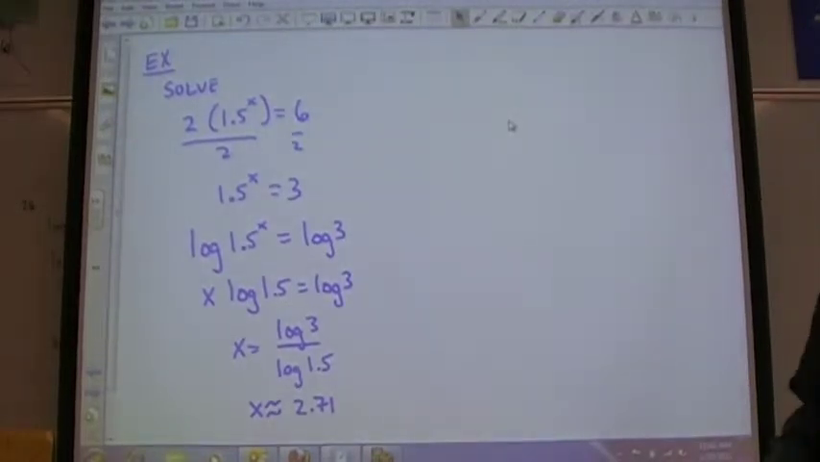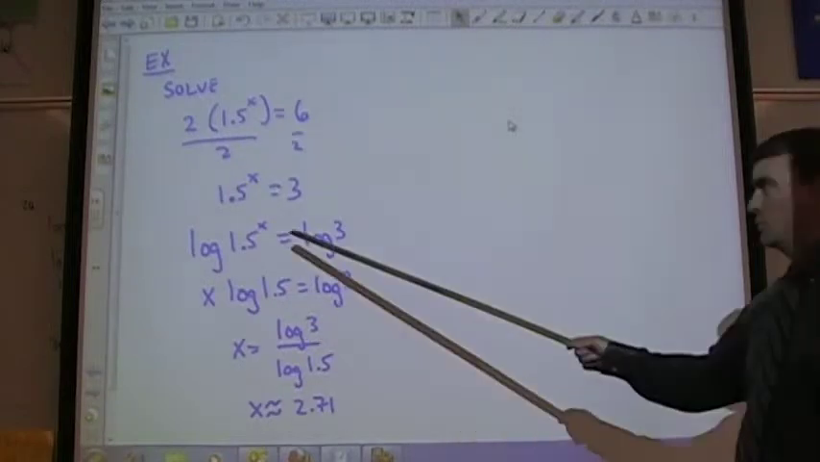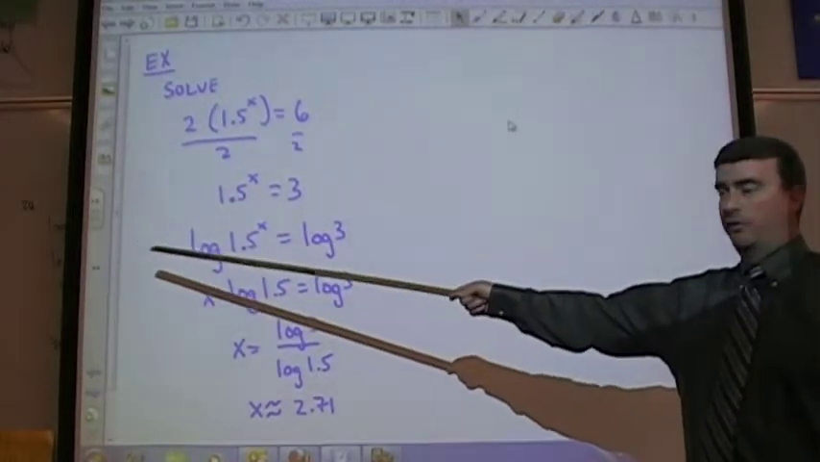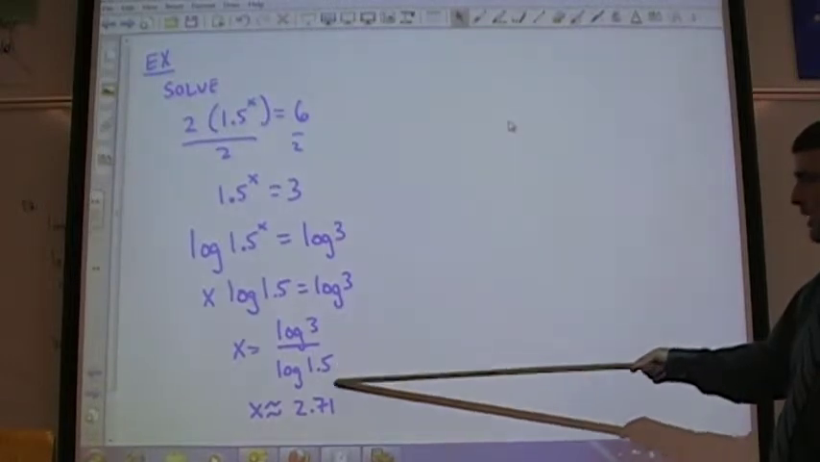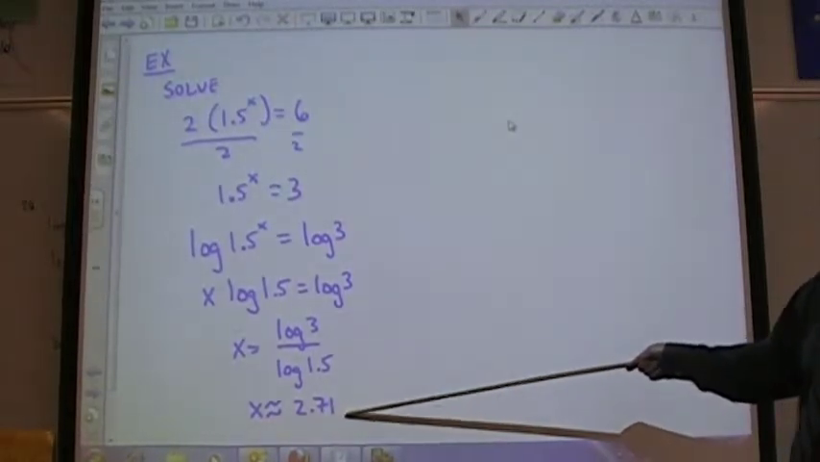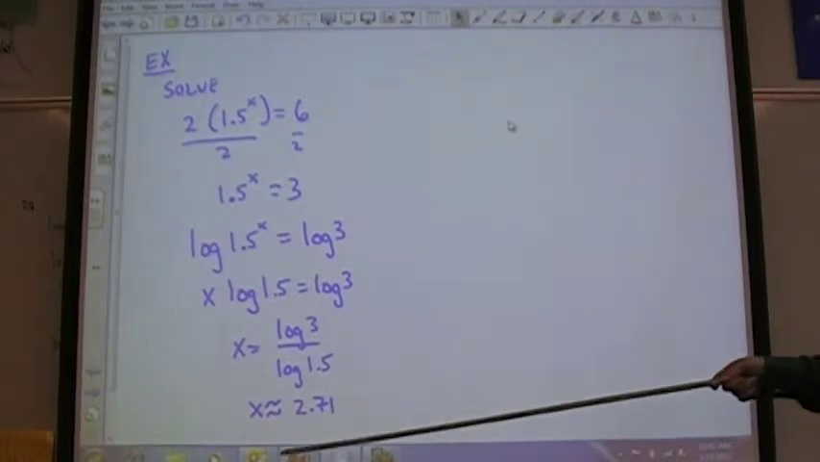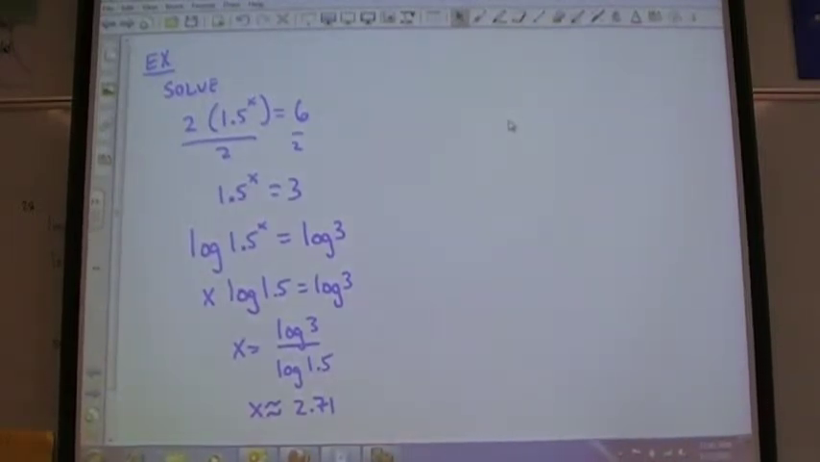And then you do the same thing that we did in the first two examples. Throw a log in front of both of them. Using the power property, the x comes in front. Then just divide by log 1.5. In this case, we stopped at the second decimal place because it told us to round to the nearest hundredth. So all I do is do log 3 divided by log 1.5 in the calculator. And you should get 2.71. If you want to check that, go for it.